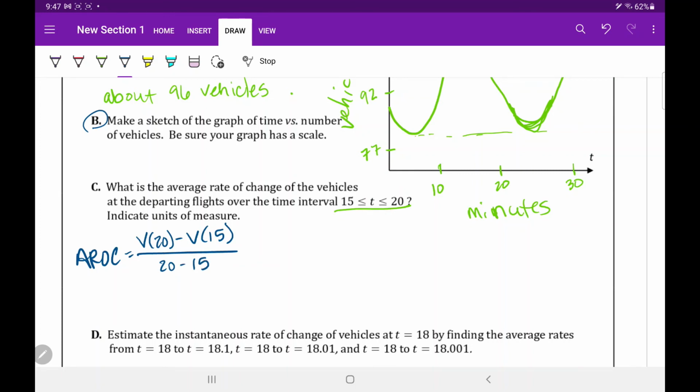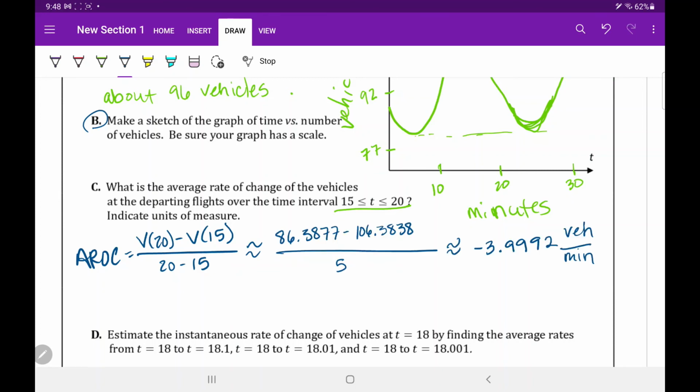And so you can get your answer, but you're going to have to do some rounding, so you're going to want to use that it's an estimate. So work this out and then check your answer. So we've worked it out. We got our subtraction here. If you actually wrote out your steps, you can see in case you got anything wrong. Here's our estimated answer, negative 3.9992 vehicles per minute. So how do we write that out in words?